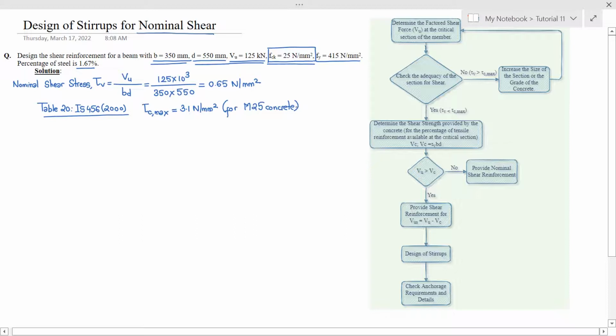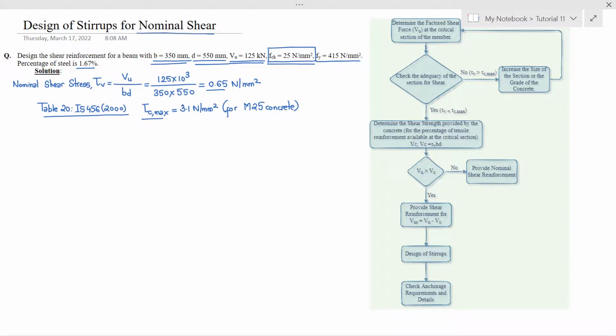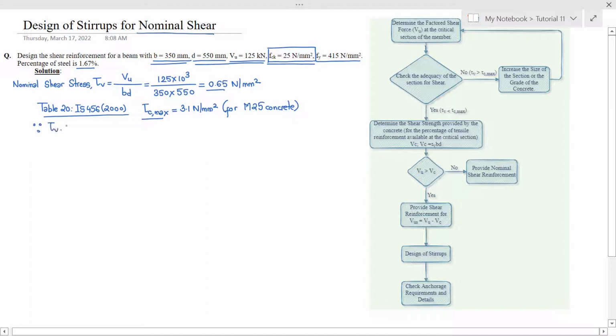Now the first thing that we have to do is compare the value of tau v and tau c max. If the value of tau v is greater than tau c max, then our section is inadequate, and then there are two options for us, either to increase the grade of concrete or to change the dimensions of beam. But since here the tau v value is less than the maximum shear stress that can be resisted by our concrete section, we can say that our concrete section is adequate.